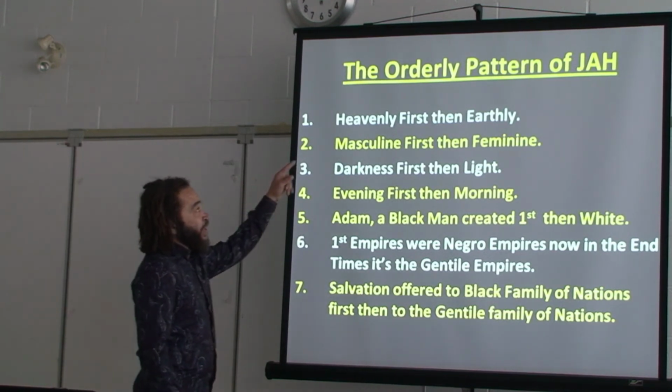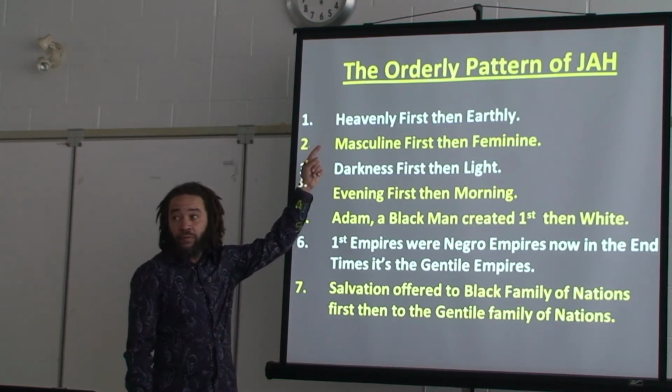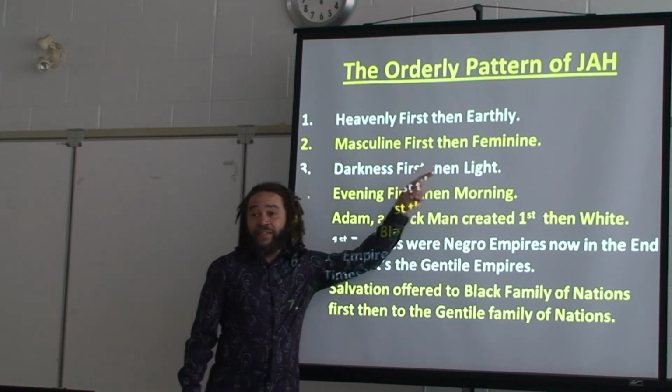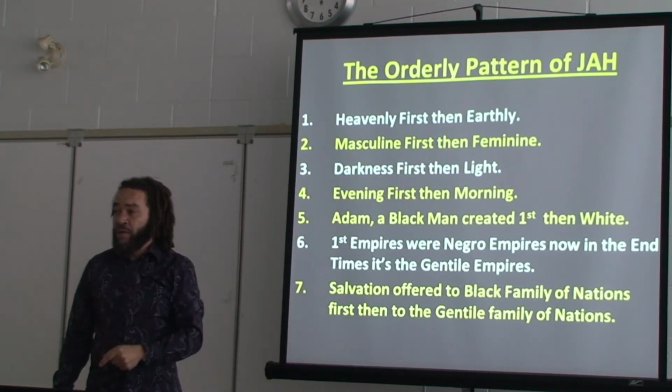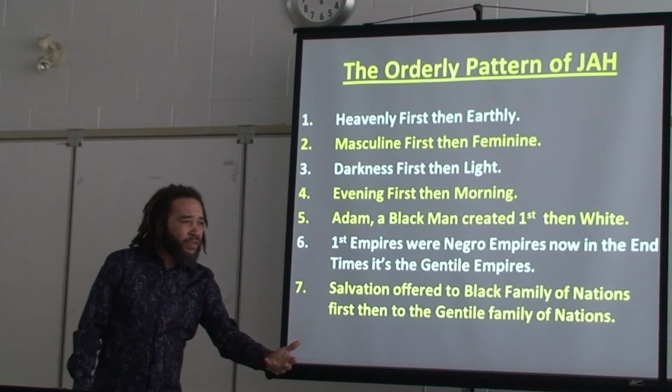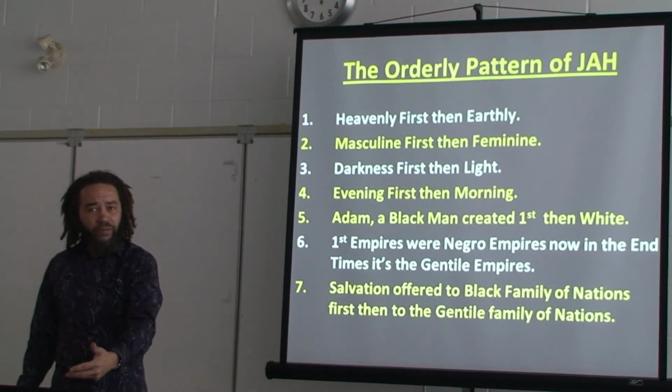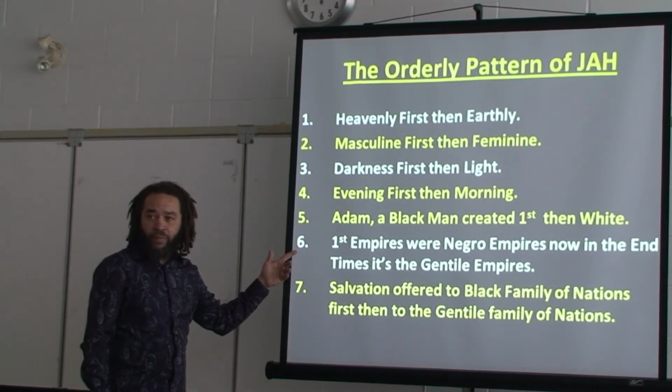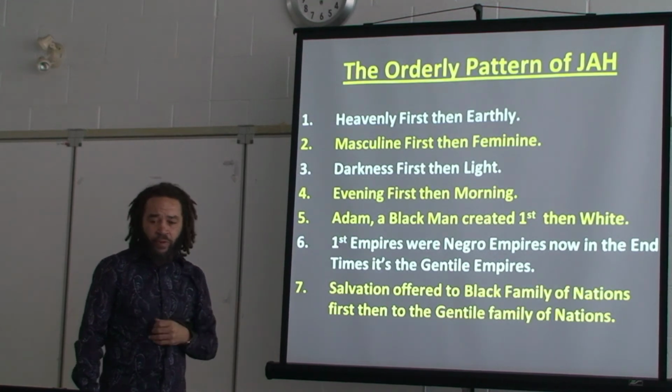So this heavenly is first, but it's also represented as spiritual. The earthly is second, but it's also represented as physical. So spirit is first, then the physical comes after. I can move on from here. A little bit of understanding? All right.